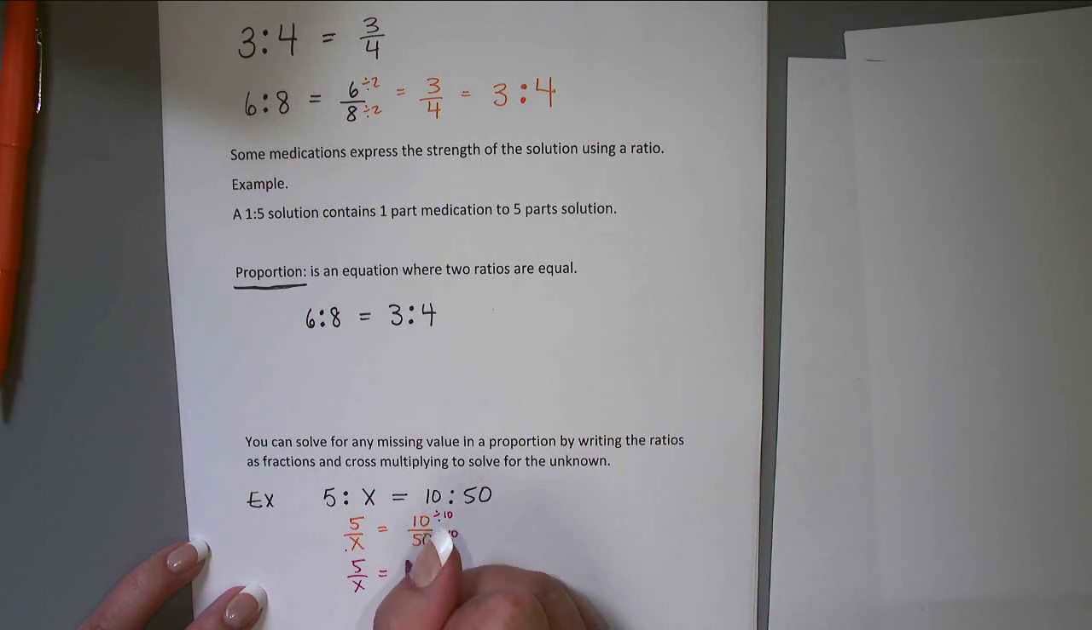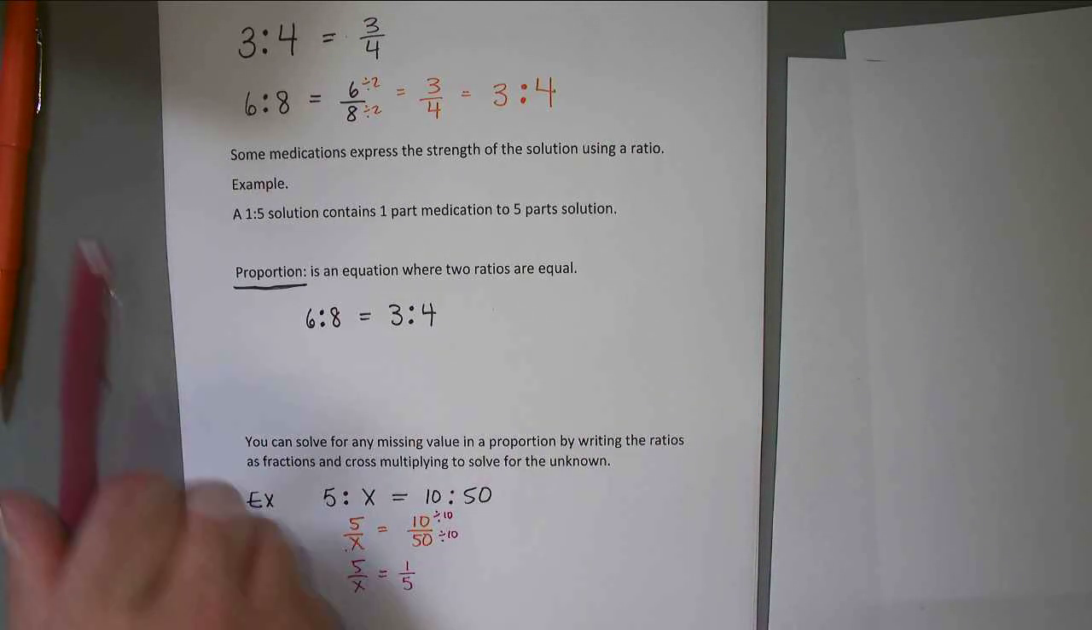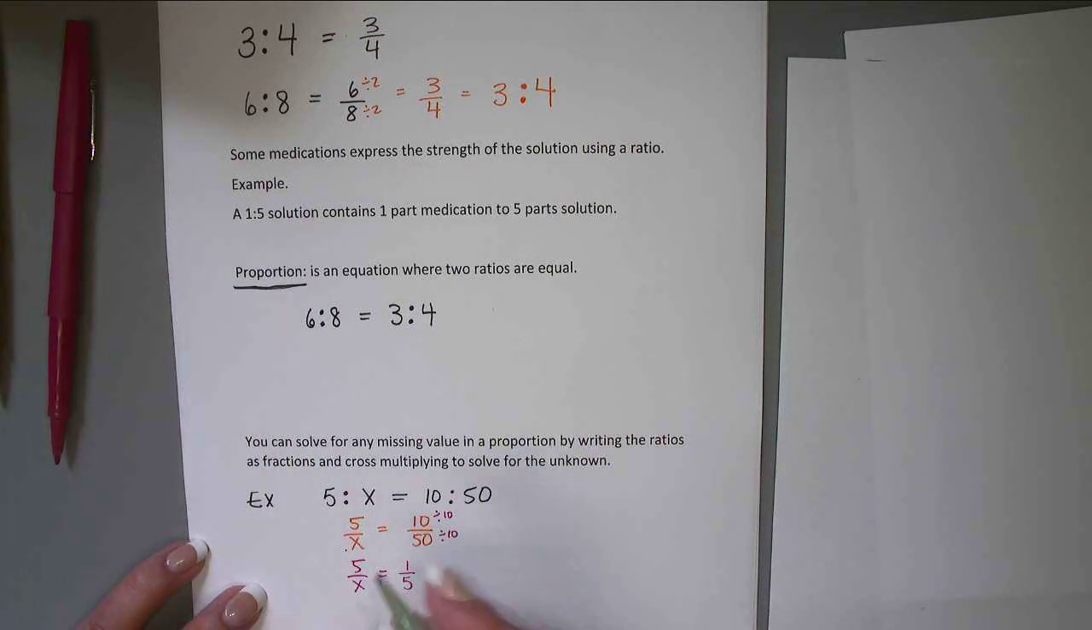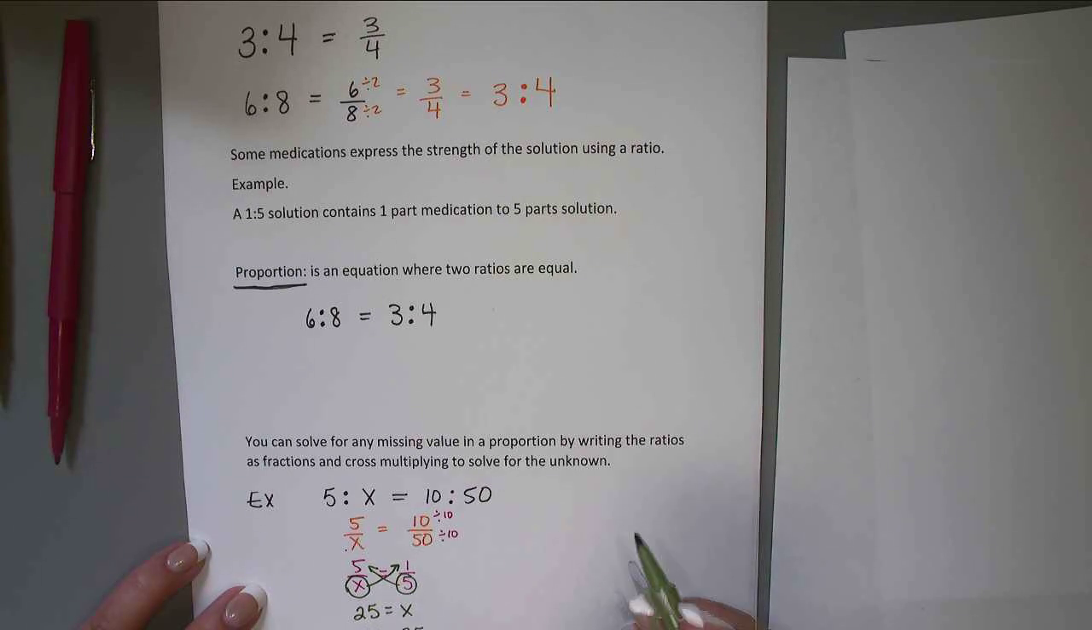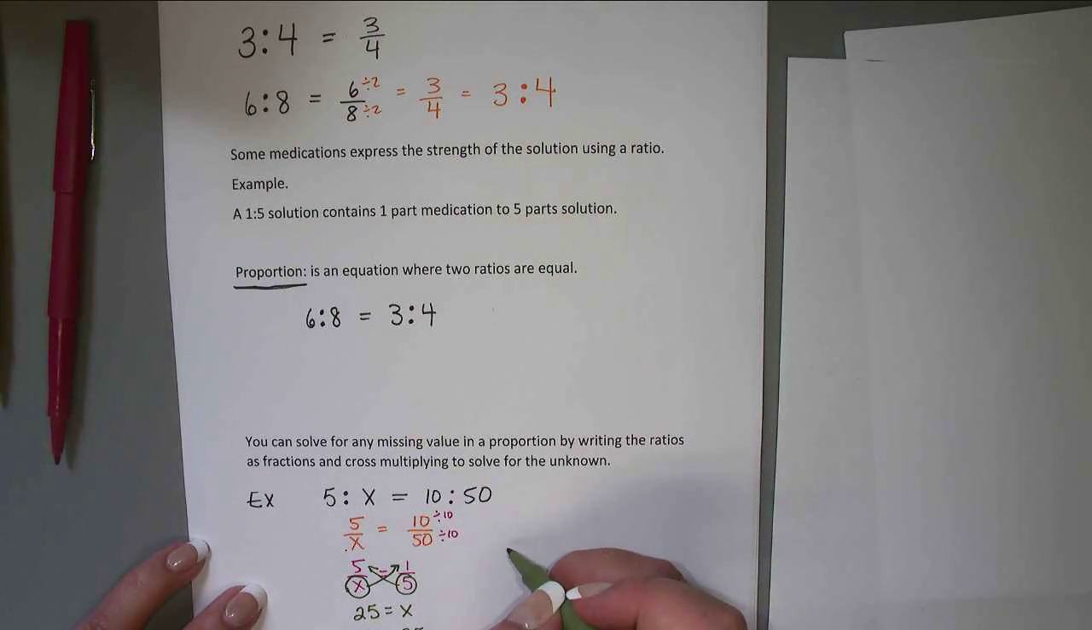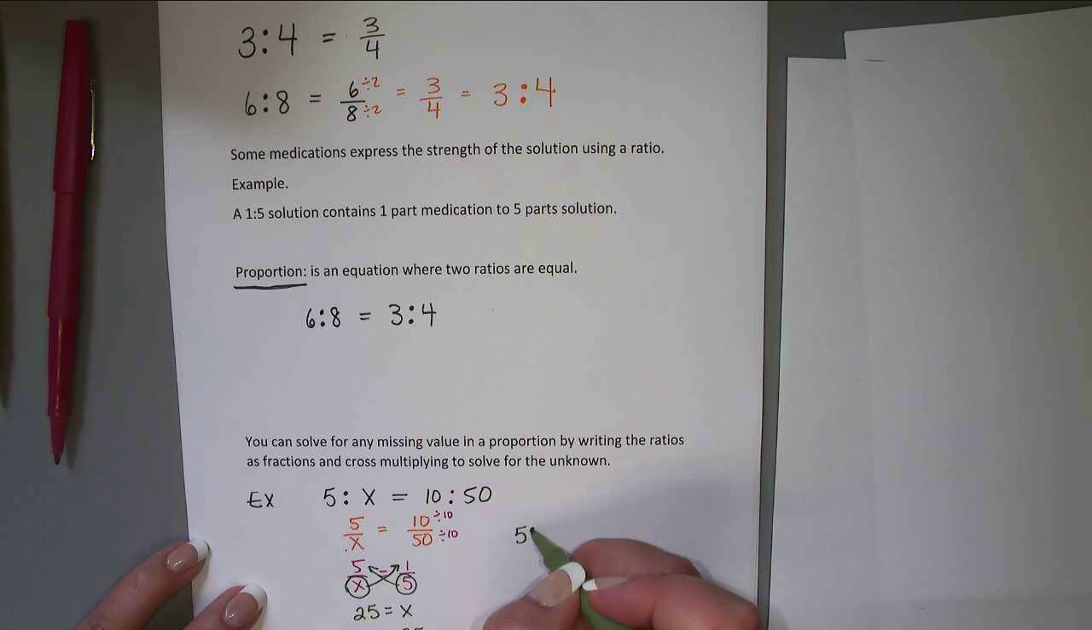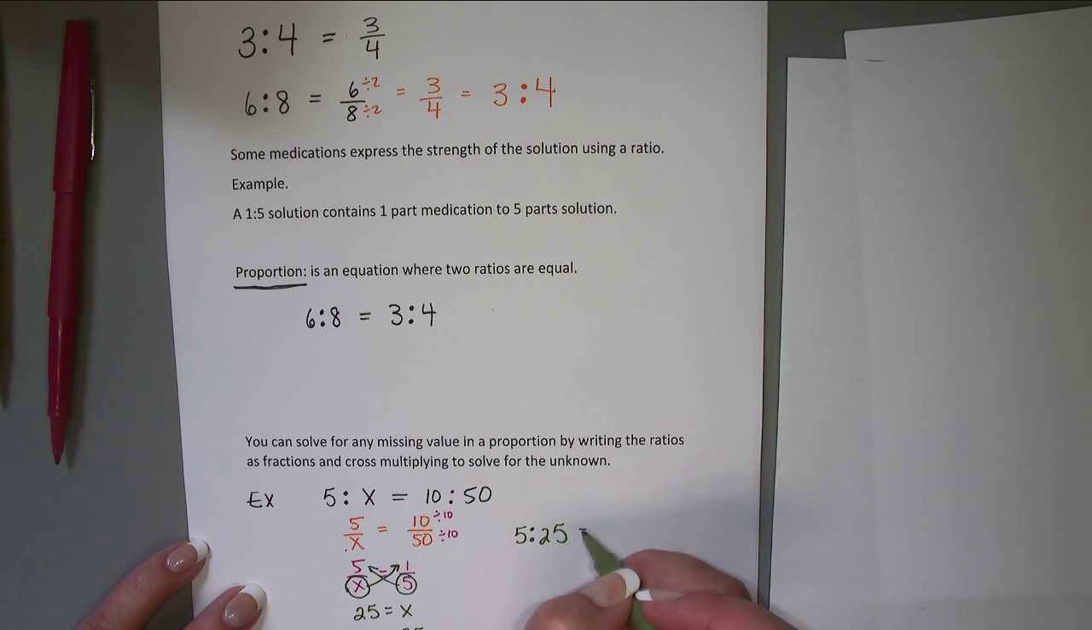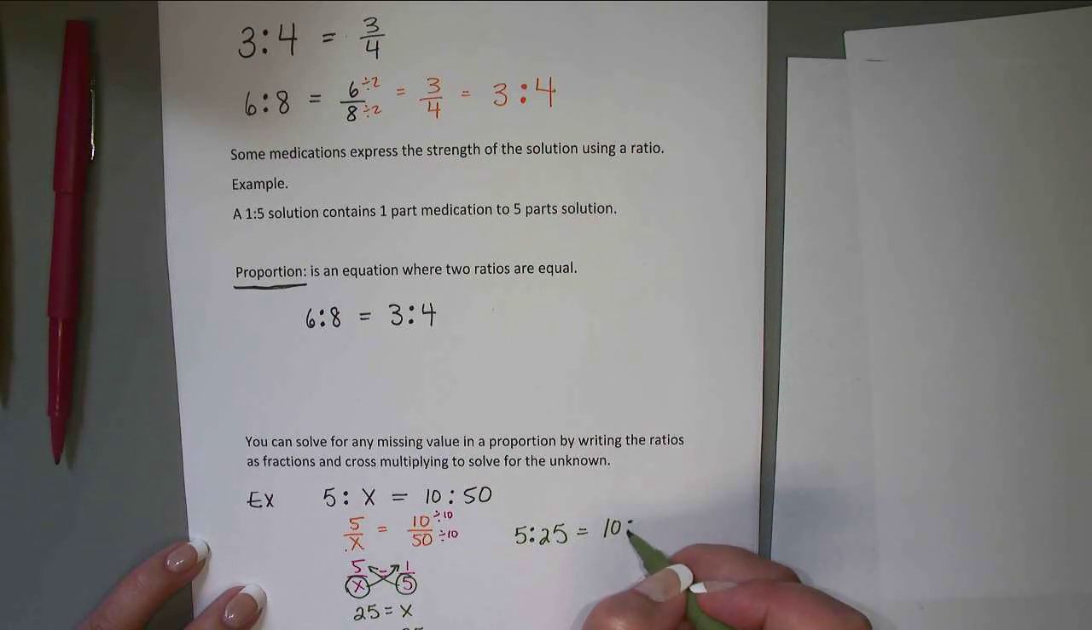So 1 over 5. Okay, now to cross multiply, the way this works is you take the bottom of one side and multiply it on top, and the bottom of the other side and multiply it on top. So here we'll have 5 times 5 is 25, and 1 times x is x. So this is saying that x is 25. So we're saying that 5 is to 25 is the same as 10 is to 50.